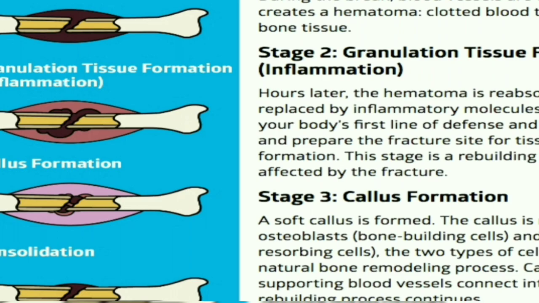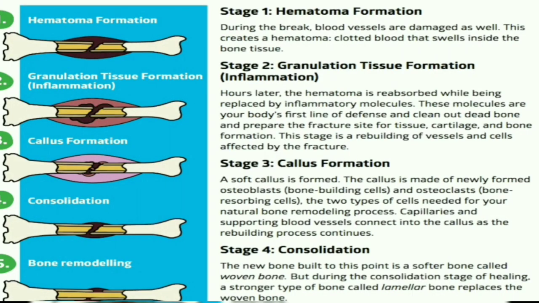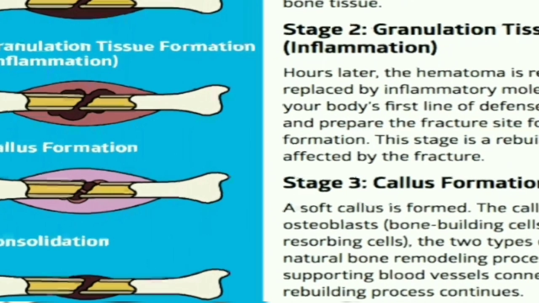The next one, stage 2, granulation tissue formation. It is the stage where the inflammation occurs. Hours later, the hematoma is reabsorbed while being replaced by inflammatory molecules. These molecules are your body's first line of defense and clean out dead bone and prepare the fracture site for tissue, cartilage and bone formation. This stage is a rebuilding of vessels and cells affected by the fracture. Here you can see the image.